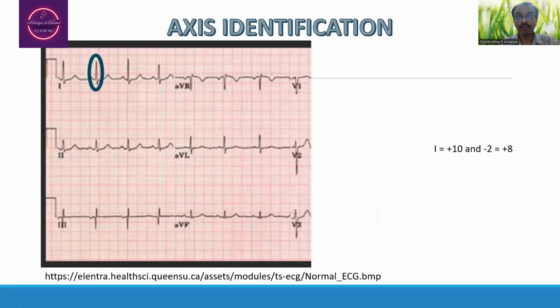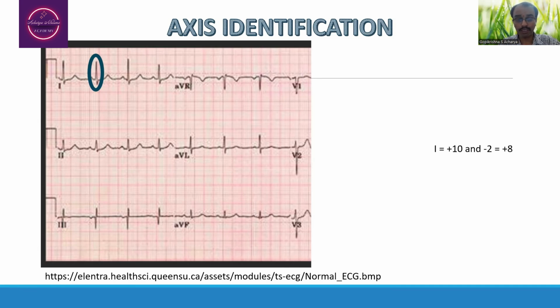Now we are going to learn about axis identification. Before axis identification, we need to know the total algebraic sum of the deflections of that particular electrocardiographic strip. Here there is an ECG that has been taken, with lead 1, lead 2, lead 3, lead AVR, lead AVL and lead AVF. The algebraic sum of the QRS deflections is taken.